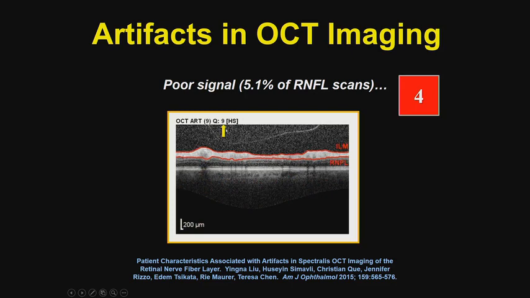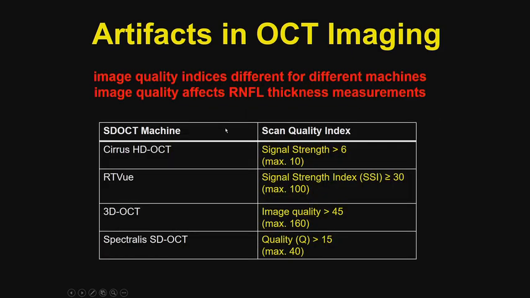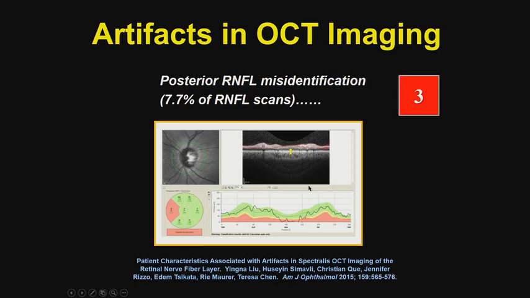Now, when looking at these parameters, it's important to realize that parameters are different for different machines. So for example, in that example on the Spectralis, 9 is poor, and this is on a scale up to 40. However, if you have a Cirrus machine, 9 is actually fantastic on a scale up to 10. And then again, for the ArtiView, 9 is very bad because this goes up to a score of 100. So different machines have different indices for quality.